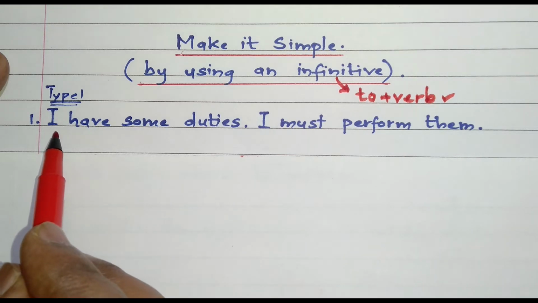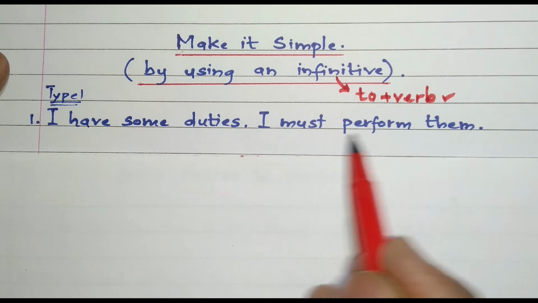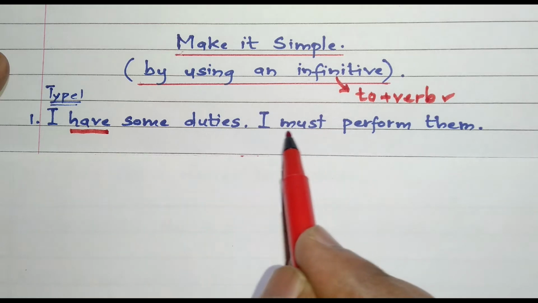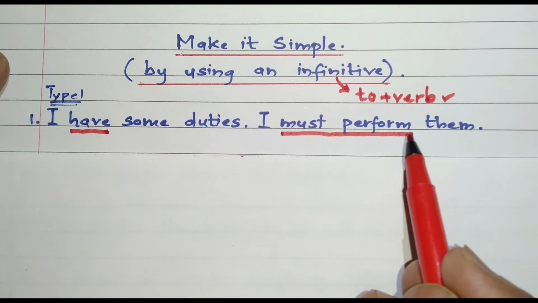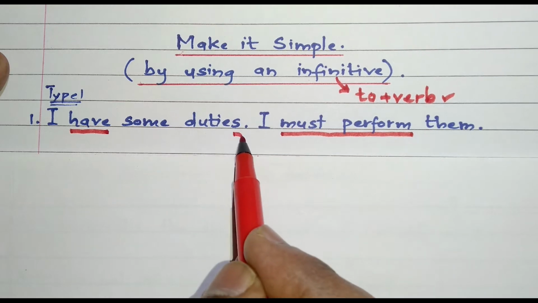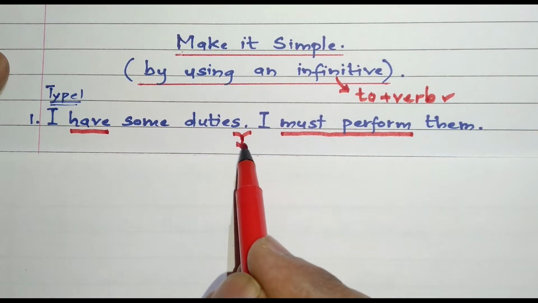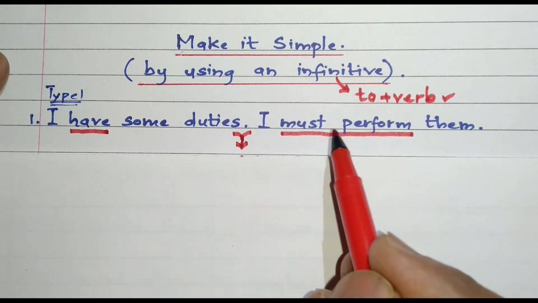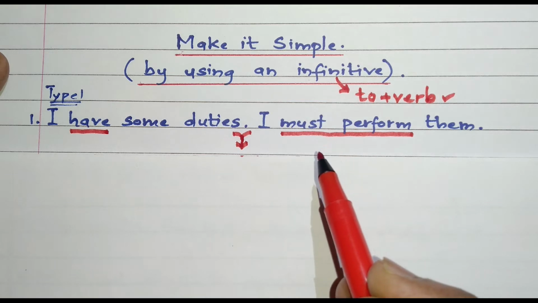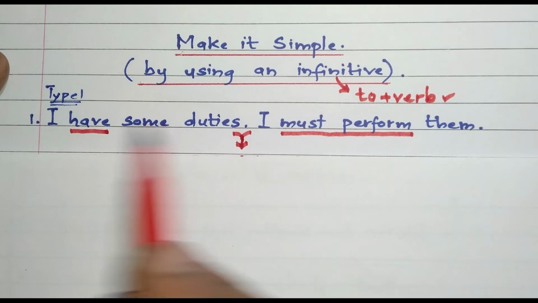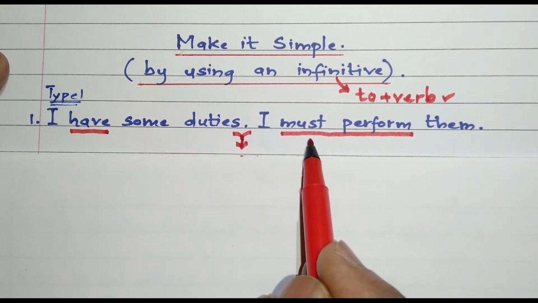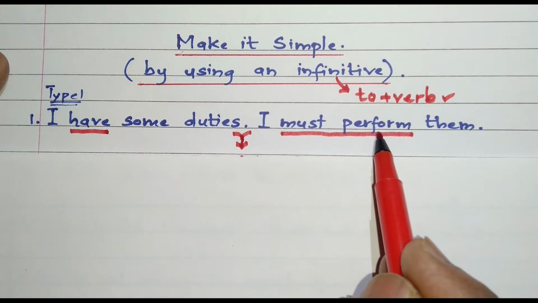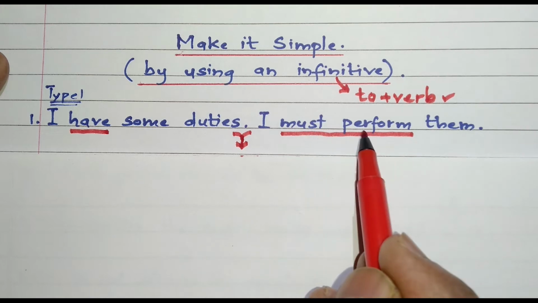Take this example. I have some duties. I must perform them. In the first sentence, have is the finite verb. In the second sentence, must perform is the finite verb. Now we have to combine both these simple sentences into one simple sentence. And here we have to use the infinitive method. So we have to first pick up the action verb out of these two finite verbs. Have is not an action verb, but perform is an action verb. So we have to take it up.